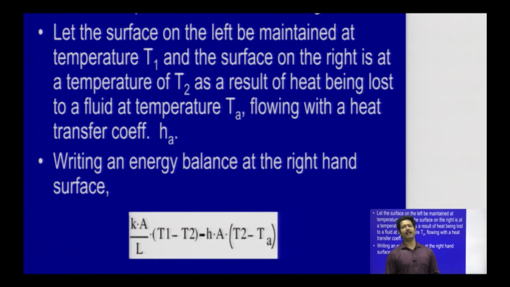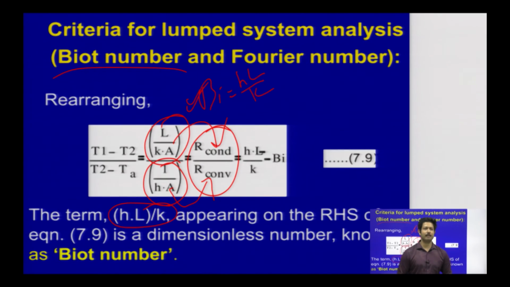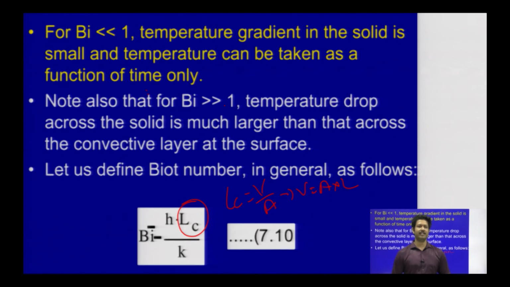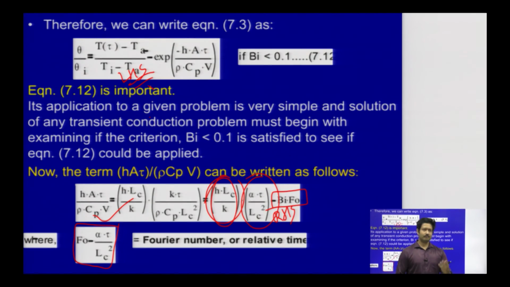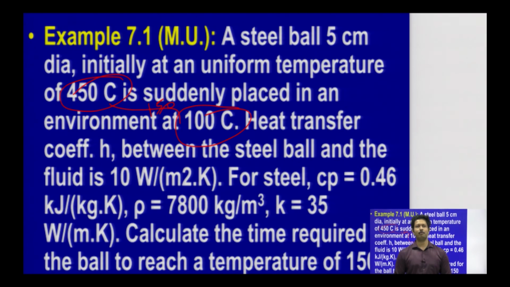And then we have derived for the Biot number. See, the Biot number is very important, as I have already told you. This is a checking criterion. L_c is V by A here. And then we can write the above formula as minus Biot number into Fourier number. Fourier number is another dimensionless number, alpha tau by L_c square.